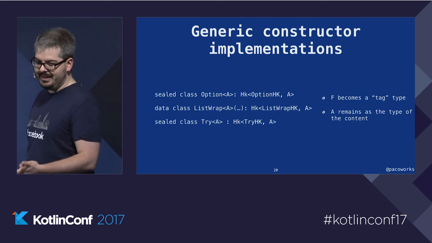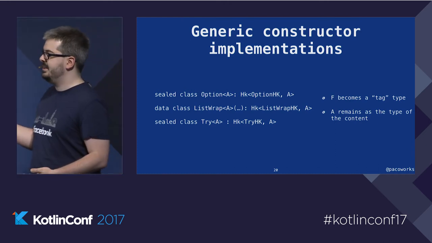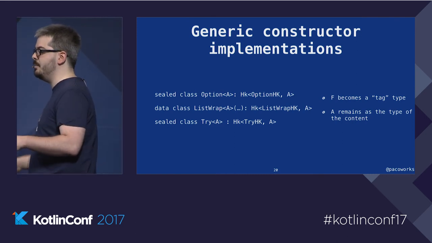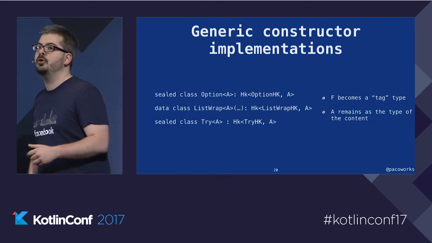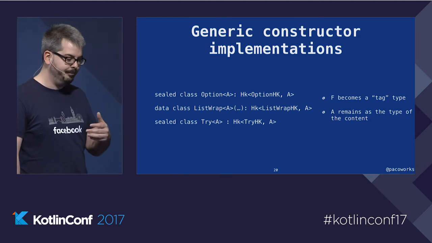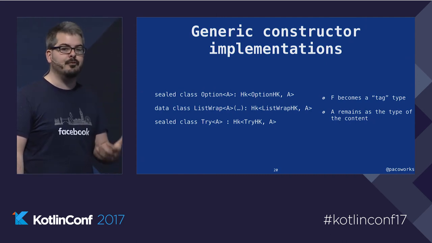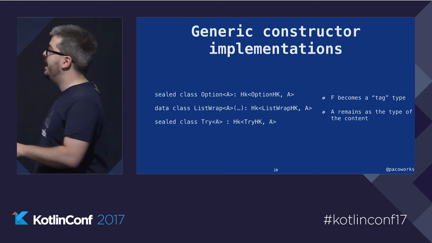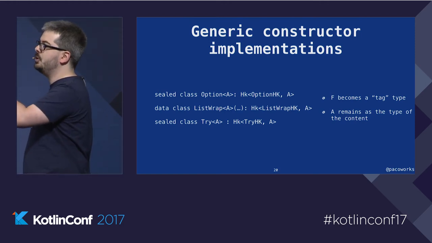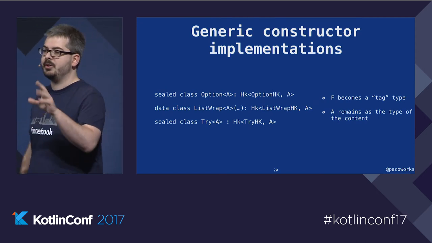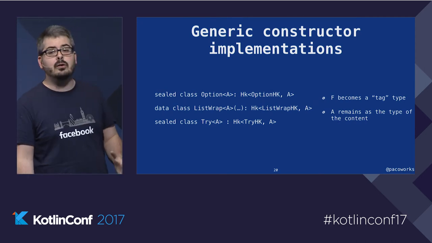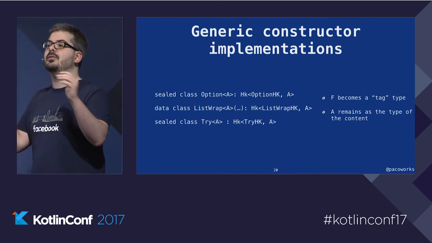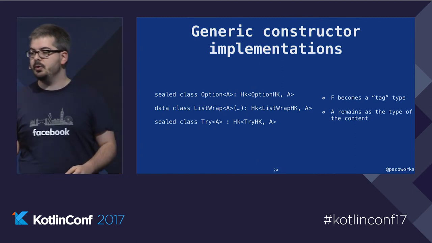The idea is that these three data classes implement this type constructor. It's saying we have an F, and that F is a tag type. It's a phantom type. It's something that you're not going to be able to create an instance of. But at compile time, for the generics, it represents that class specifically. And A remains the type of the content. If you have an option of integer, if you have a list of string, if you have a try of user, if you have a try of result any, all that stuff is already available for you. So the only thing that we are tagging right now is the generic of the container. So how do we use this in a function?